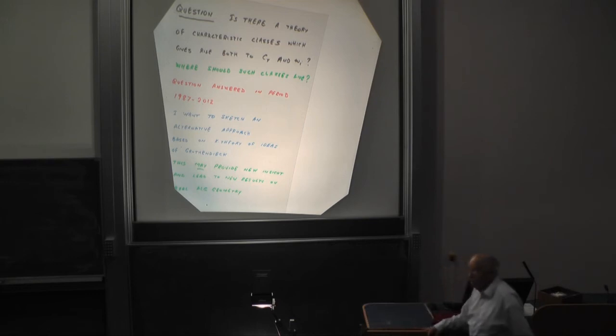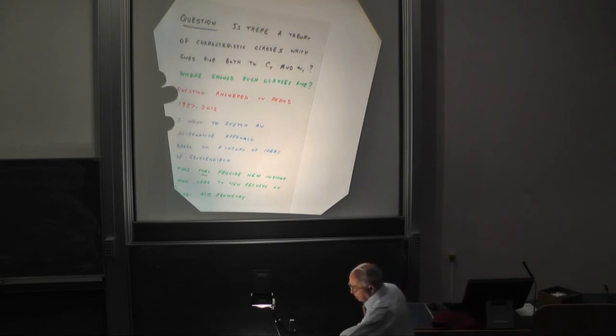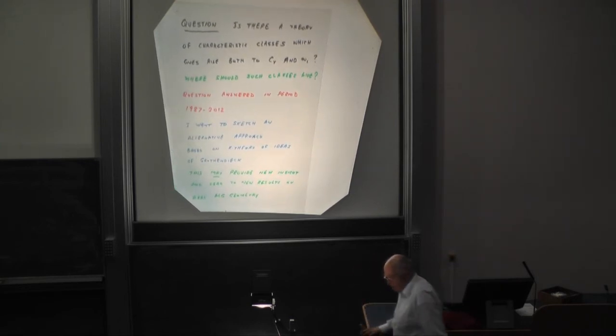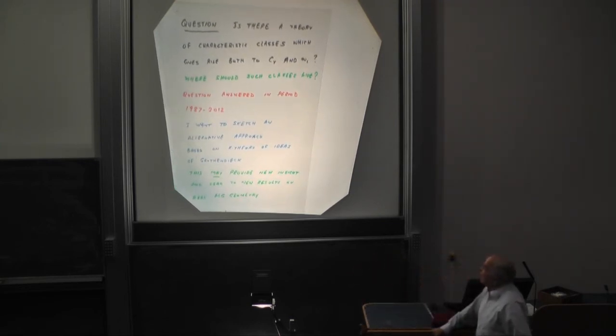Chern classes, Stiefel-Whitney classes, and some others are called characteristic classes. Is there a theory of characteristic classes which incorporates or gives rise both to the Chern classes and the Stiefel-Whitney classes? These classes are different. They live in different places. One is an integer, the other is modulo 2, and they're both there, and they're both defined from the same object.